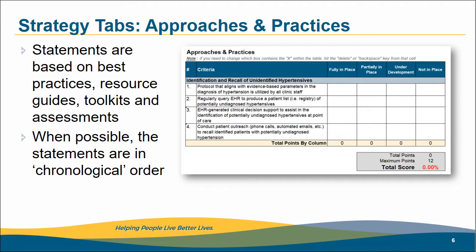We essentially wanted to identify through the literature what an organization would ideally have in place to effectively and sustainably address that strategy. When possible, we've also tried to list the statements in chronological order. So typically an organization would focus on building foundational pieces through statement 1 and 2 and then progress to 3 and 4. That won't be the case for all of the strategy-specific tabs, but in general we've tried to list them in chronological order, in part to help with your assessment of those statements as well as the development of your action plan.